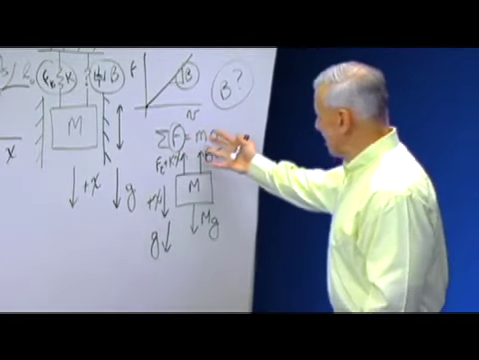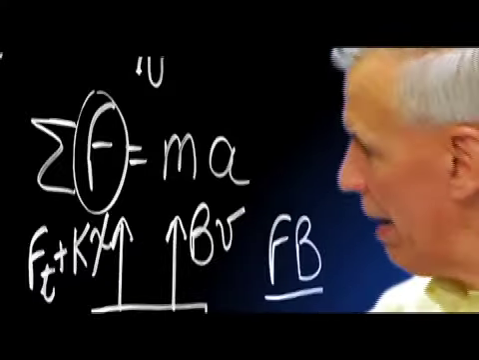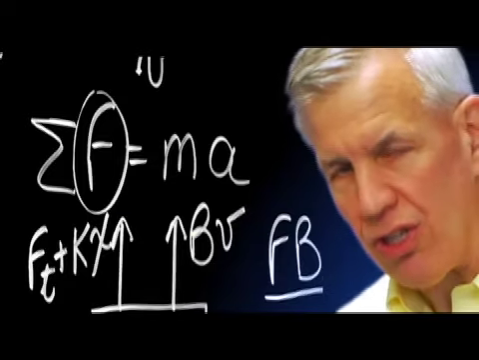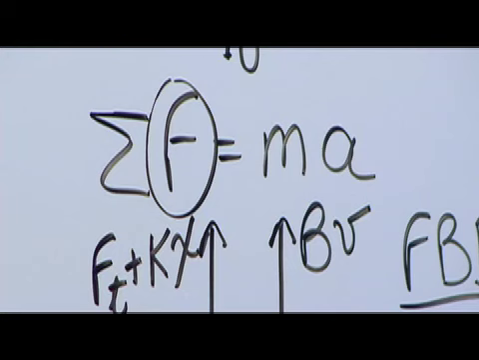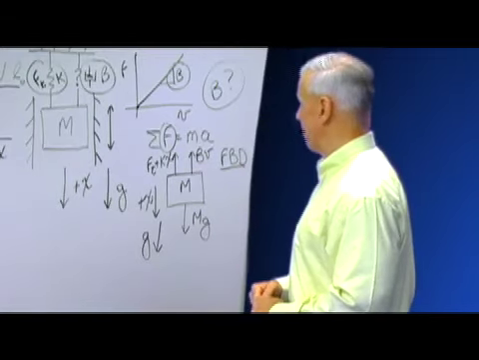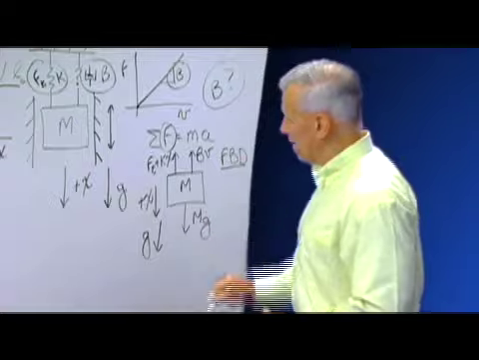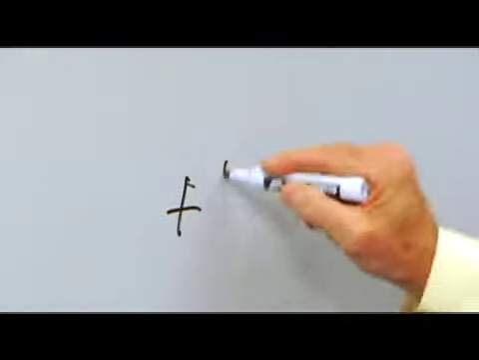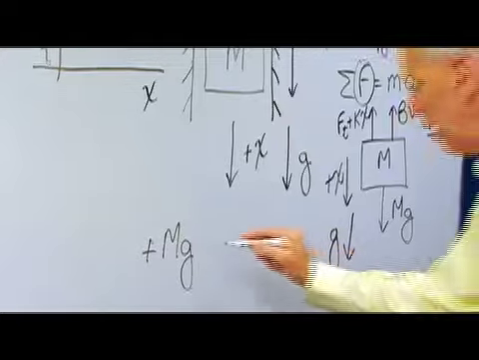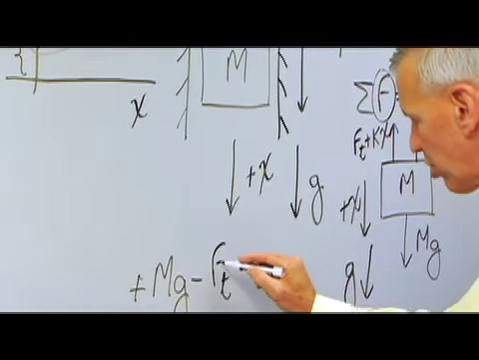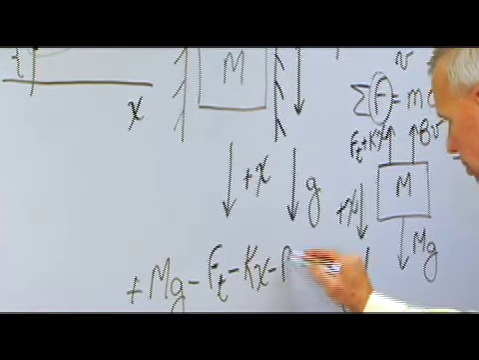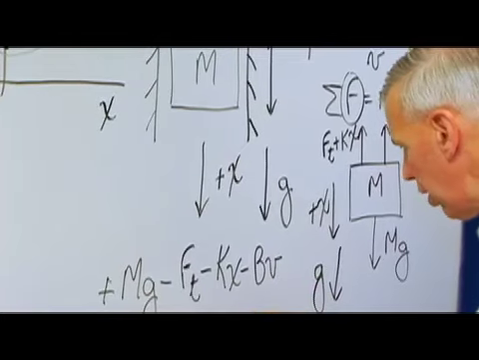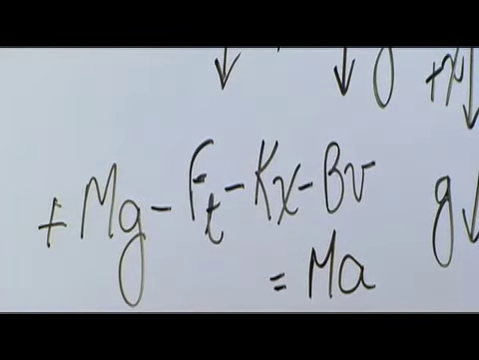And now I apply Newton's second law, summation of forces equals mass times the absolute acceleration, the acceleration with respect to ground, to this free body diagram. And what will the resulting equation be? Let me show it. If positive is acting down, I have plus m times g minus the pretension force in the spring minus k times x minus b times v, and that all equals the mass times the acceleration.